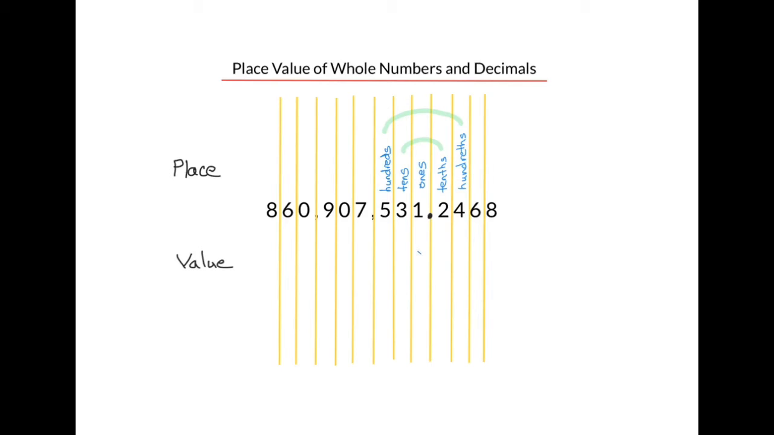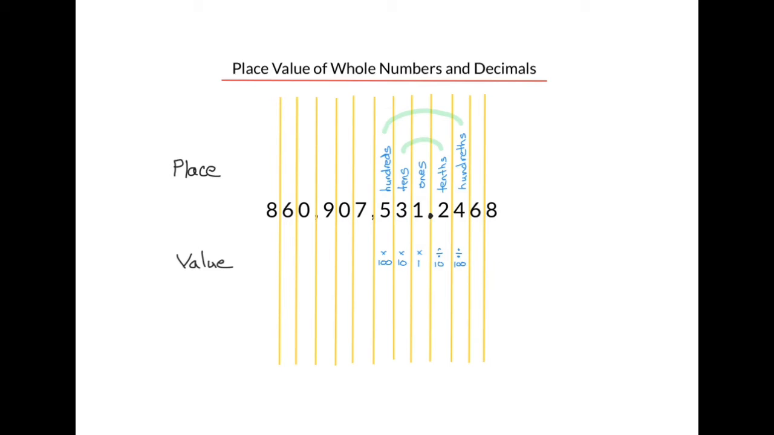To get the value of the digit in the ones column, we multiply by 1. In the tens column by 10, and in the hundreds column by 100. On the other side of the decimal, we do the opposite. To get the value of the tenths digit, we divide by 10, and the hundredths digit, we divide by 100.